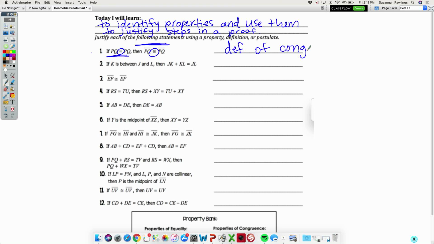Okay, I'm going to do the first 4 with you, actually. Number 2 says if K is in between J and L, then JK plus KL equals JL. We just did something just like this. What did we do? Segment addition, yeah. Very good. My two smaller pieces add together to the whole thing. We could draw a little picture there if we needed to, but this is segment addition. So I'm going to write seg add postulate. I'm going to abbreviate all that. So do you understand what we're doing here? We're matching the correct name.